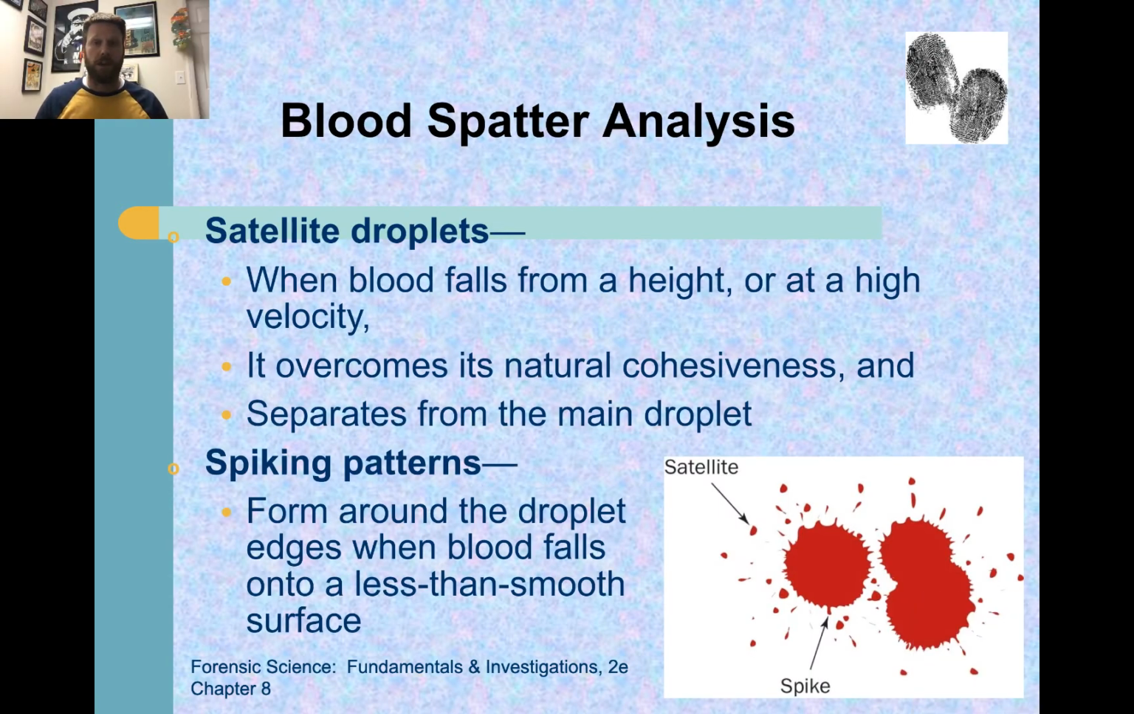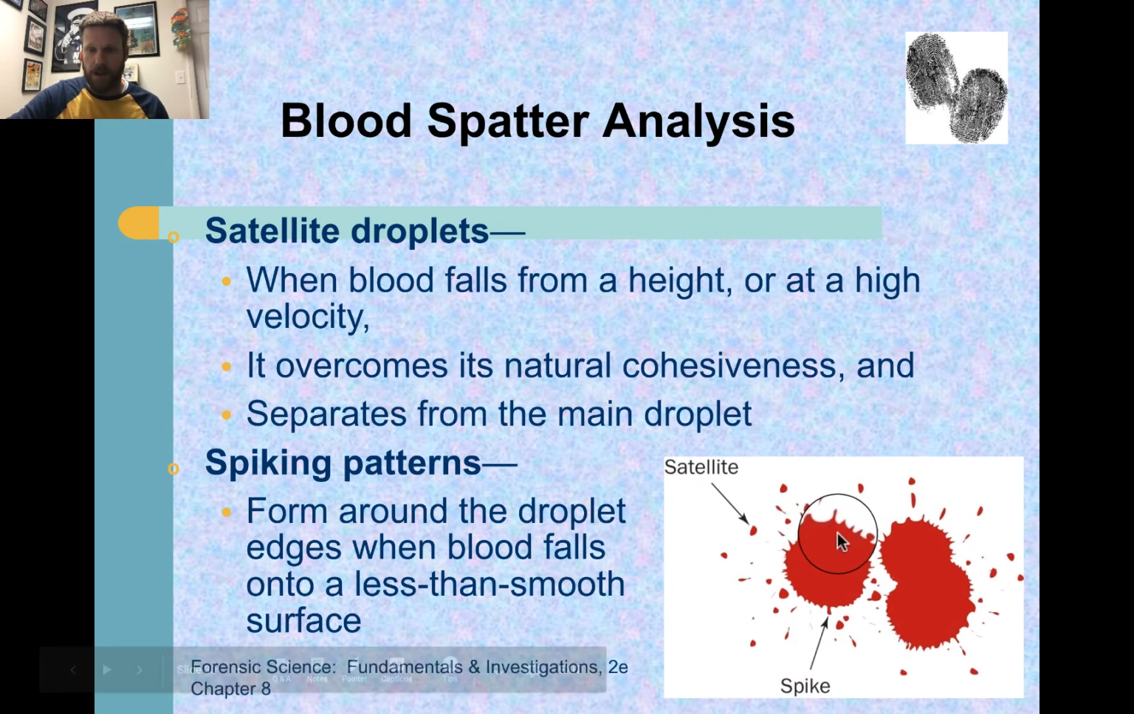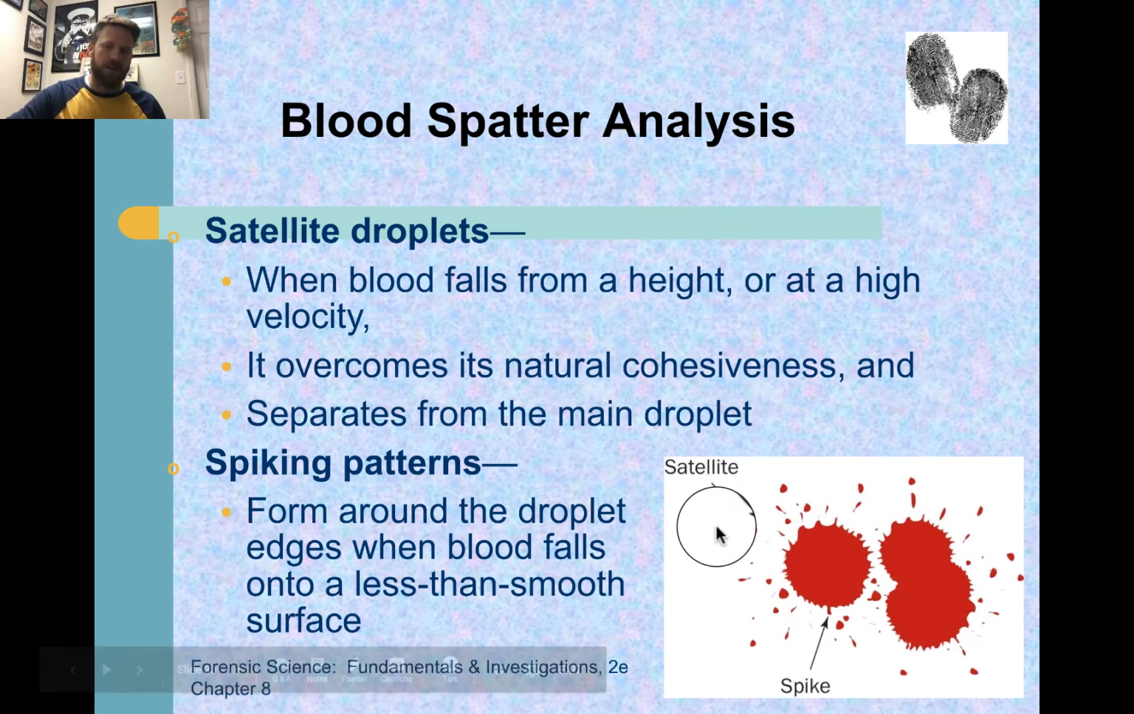When we look at a blood drop, we can have different parts to a blood drop depending on the surface it lands on. If it lands on a rough surface, you're going to get some spikes. Those are these parts here on a blood drop that kind of extend from the central drop. And then you have satellites that can form due to the blood falling from a larger distance and some of the blood actually coming off of the blood drop.